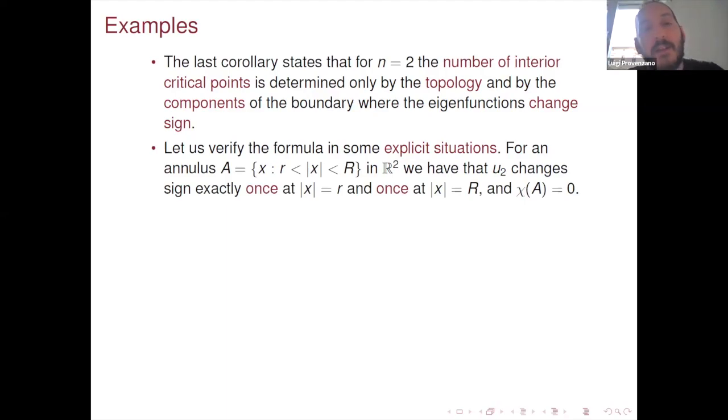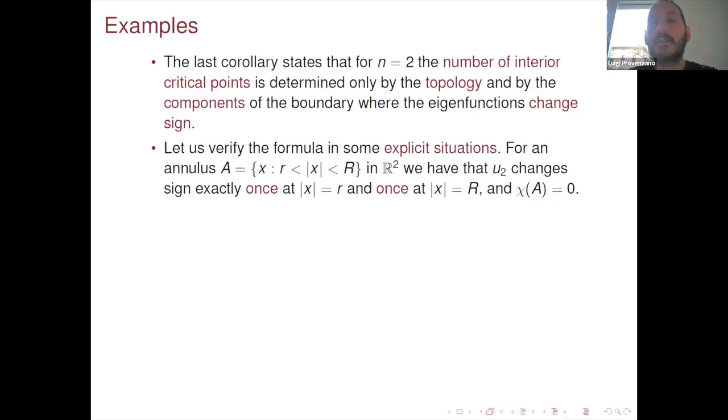The annulus, the planar annulus. We take a planar annulus in R2. We take the second eigenfunction. You can take any other eigenfunction. We know them explicitly. And this second eigenfunction changes sign exactly once in the inner boundary circle and once in the outer boundary circle. Well, I'm using an abuse of notation. Changing sign once for me here means that it has only one component where it's positive and one where it is negative. I will call this a one sign change. So please forgive me for that.